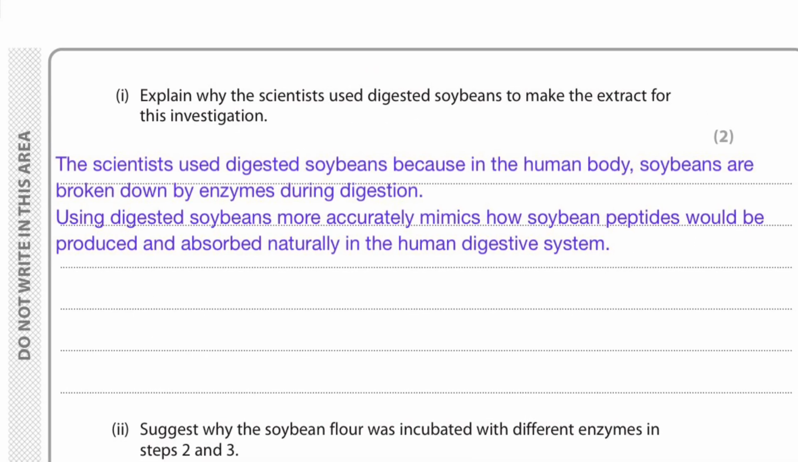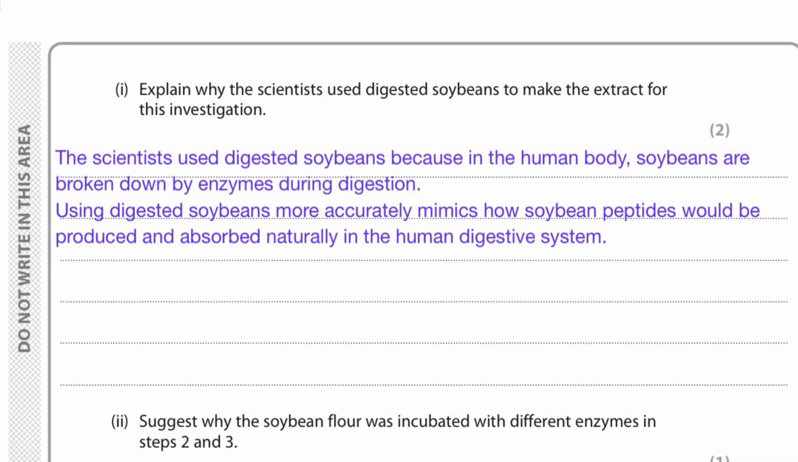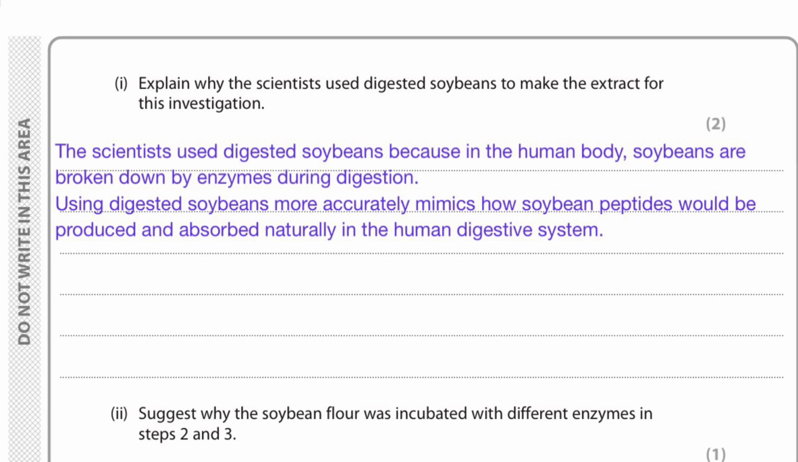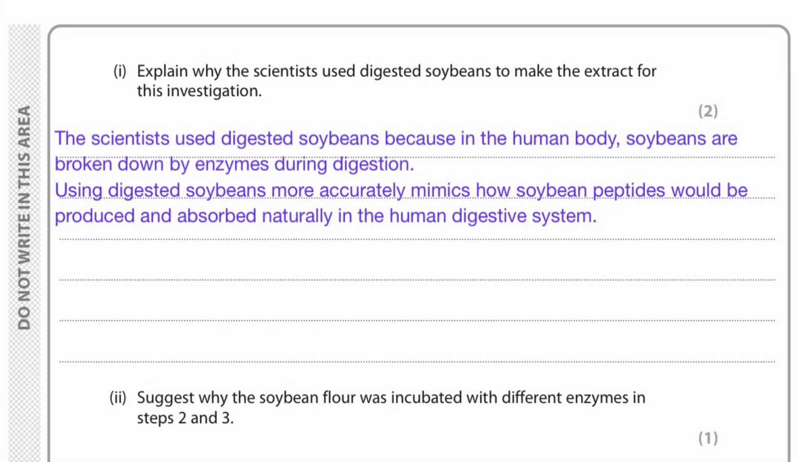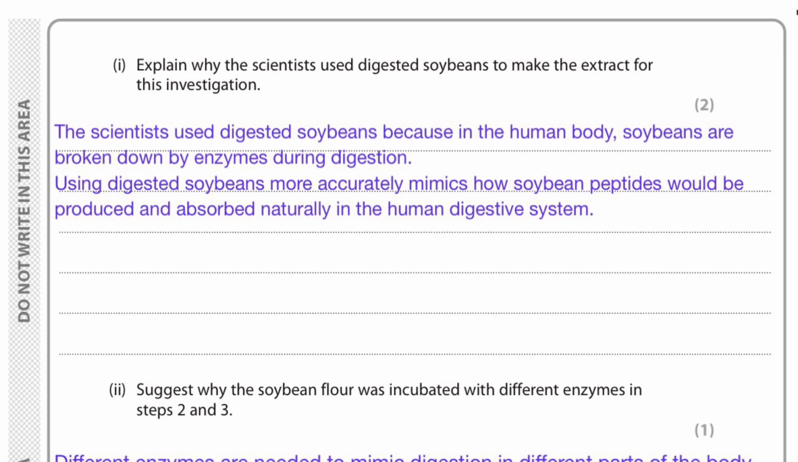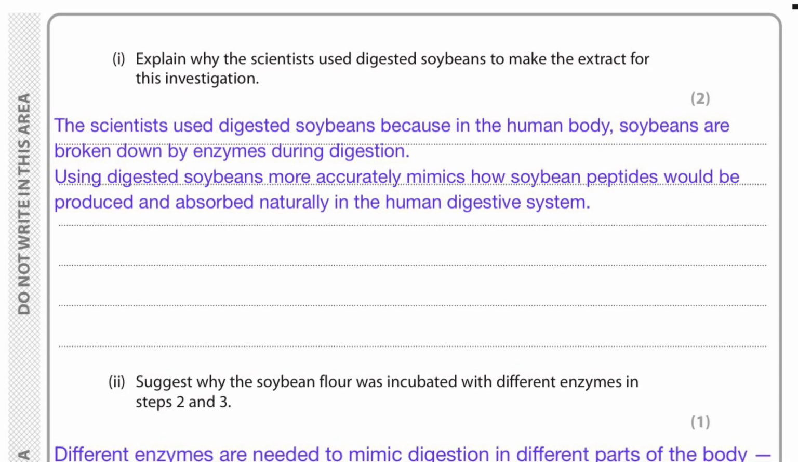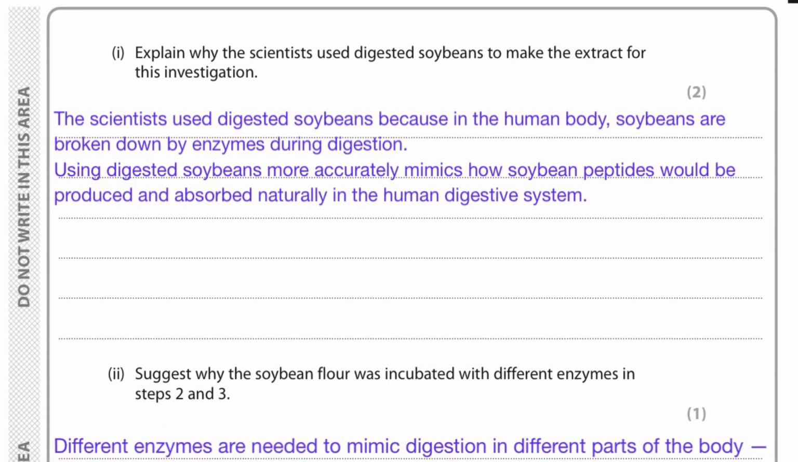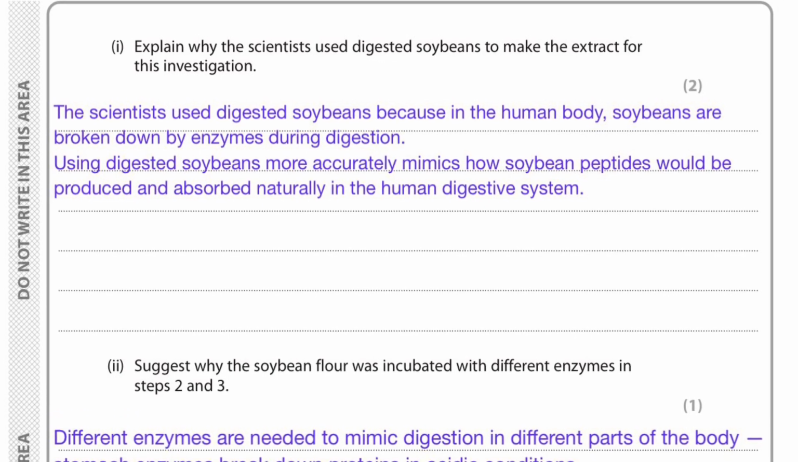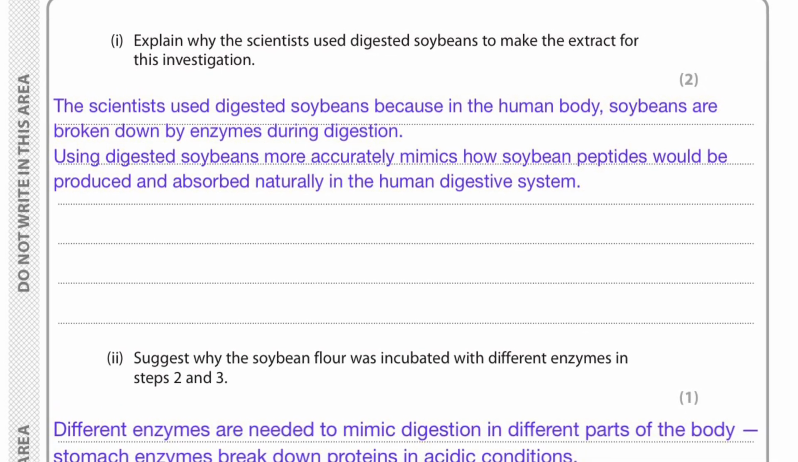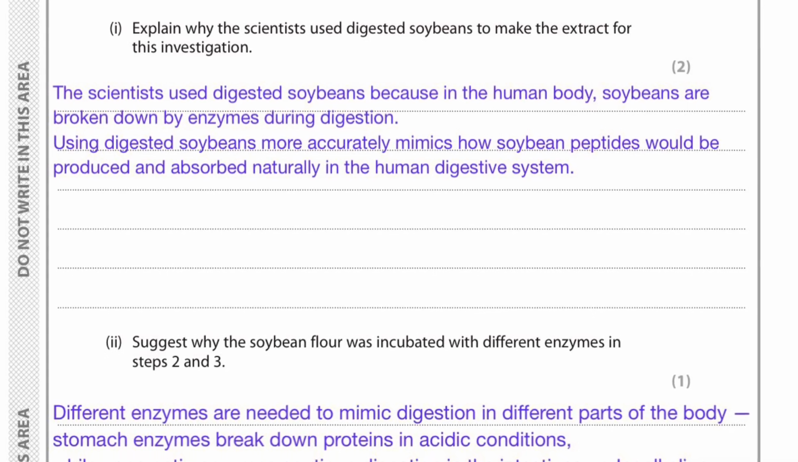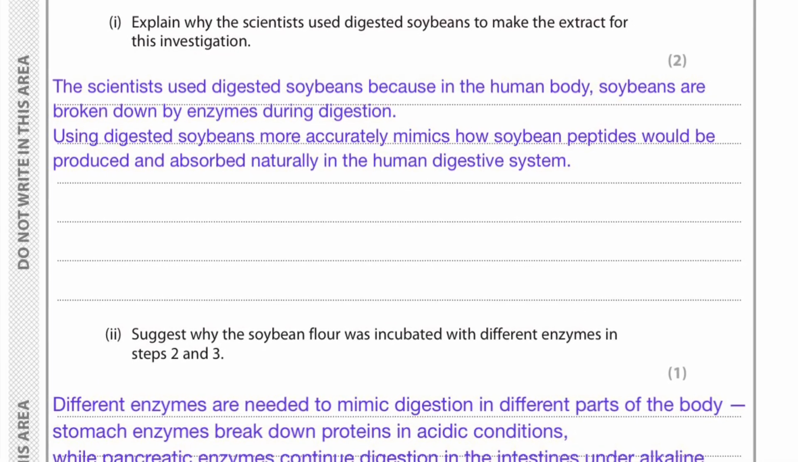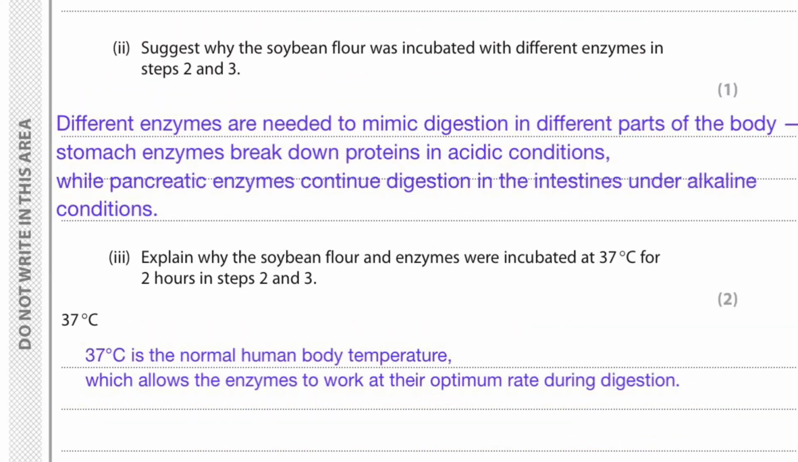In part CI, they say, explain why the scientists used digested soybeans to make the extract for this investigation. They are asking why the soybeans needed to be digested first before testing. So I said, the scientists used digested soybeans because in the human body, soybeans are broken down by enzymes during digestion. Using digested soybeans more accurately mimics how soybean peptides would be produced and absorbed naturally in the human digestive system.